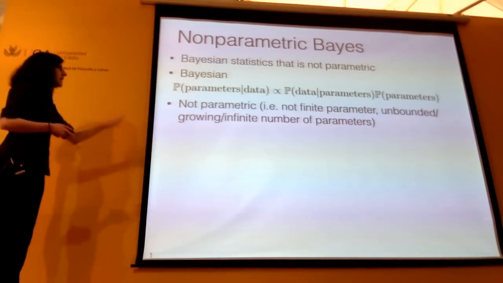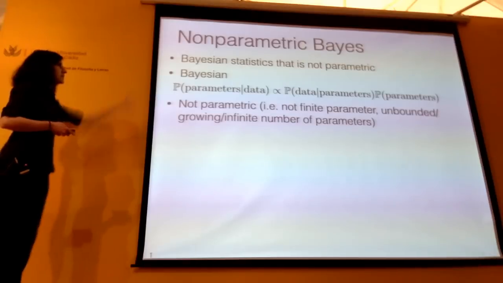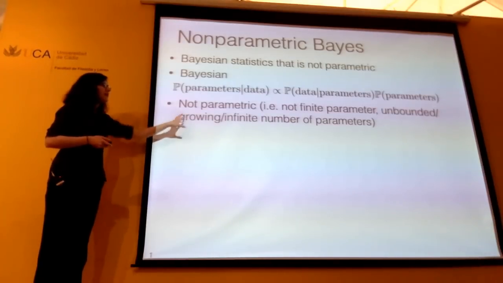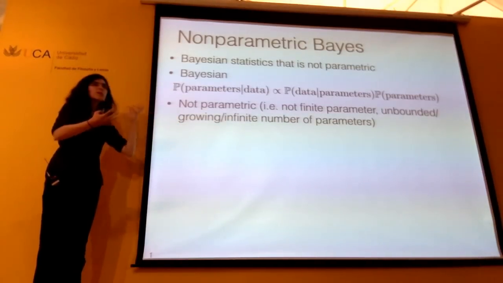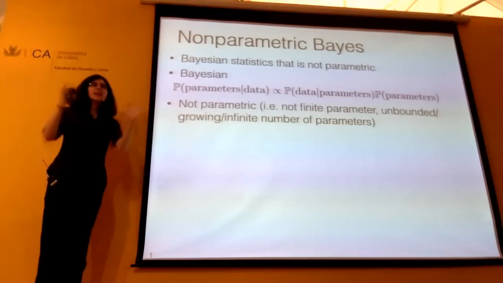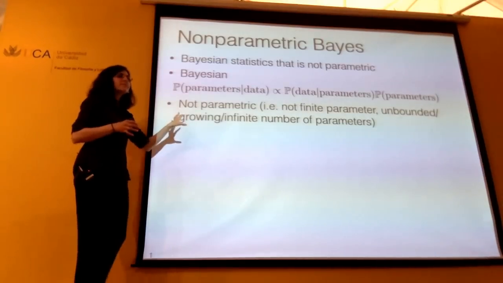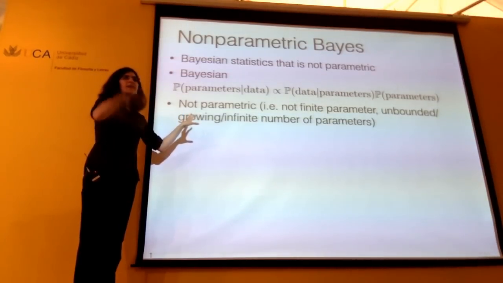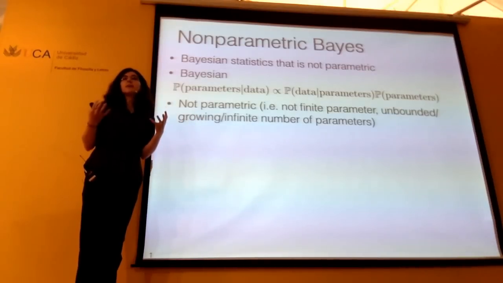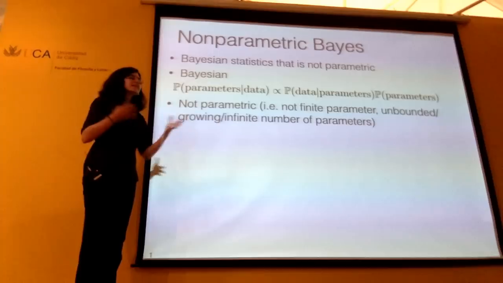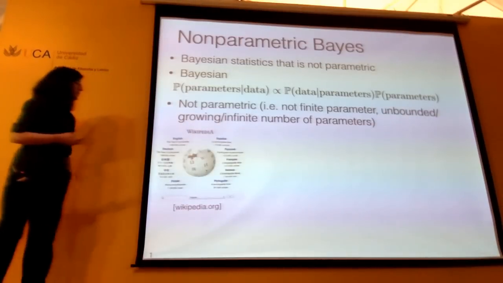Okay, and so the non-parametric part of this is that we're going to have a Bayesian model, but somehow there's going to be an unbounded, growing, infinite number of parameters. And again, this is the kind of statement that might seem fuzzy at this point, but by the end of these 3 lectures, it should be really clear in your mind what that means. But to get an idea of what's going on here, let's go through a few examples.